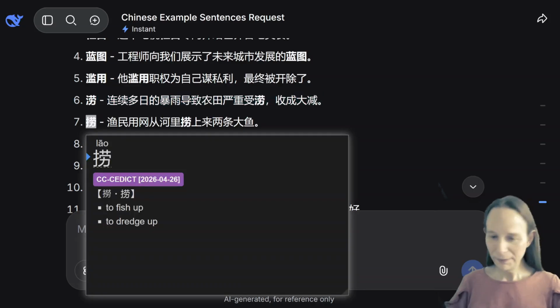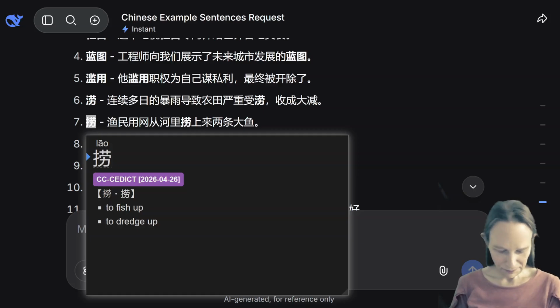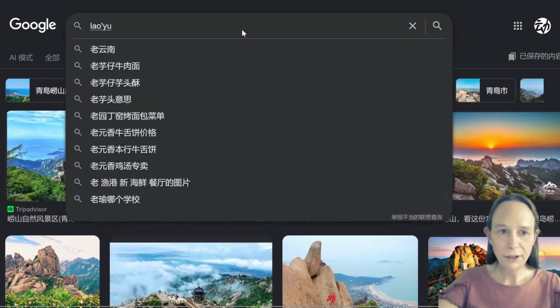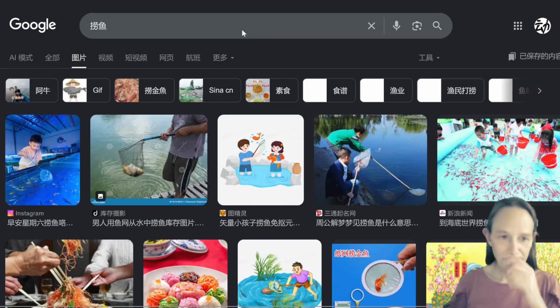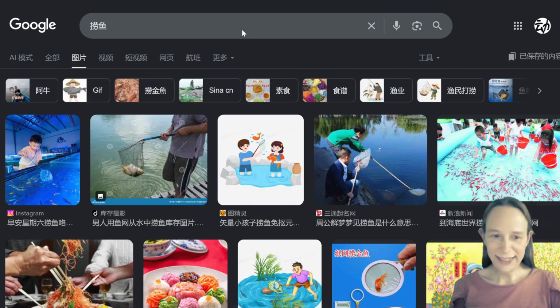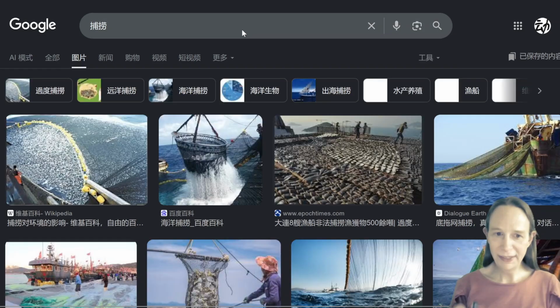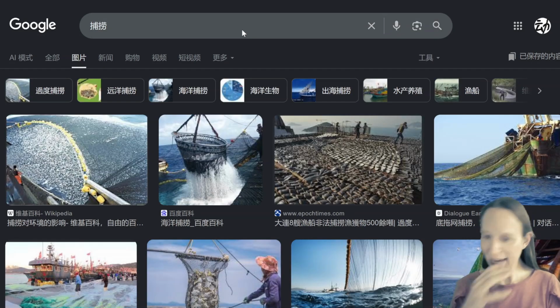Lao, first tone. Fish dredge up. All right. Lao, anything else we need to know? Lao yu. Okay, let's put these examples in here. Lao yu. All right. So this is, you're using nets and things like that. Okay. Lao yu. Bu lao. Presumably it's the same thing. Oh, this is a much larger scale, isn't it?